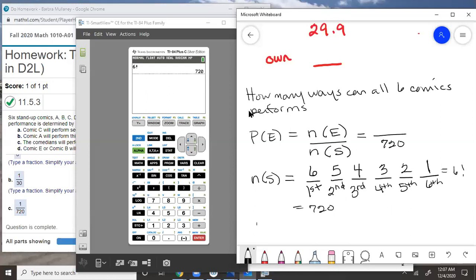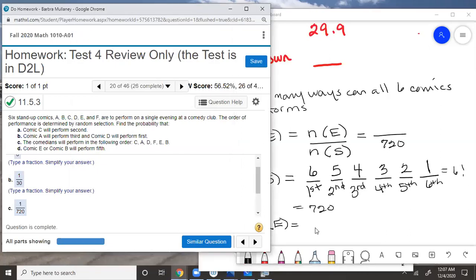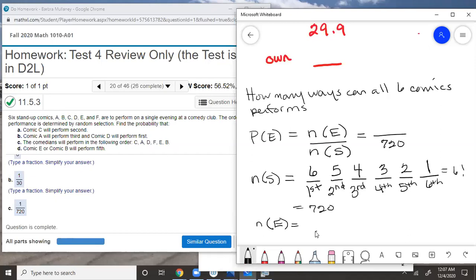Now let's get the numerator. The number of ways that comic C performs second. So here we have 6 different people coming to the stage again, 1, 2, 3, 4, 5, 6. Now comic C is going to go right here in the second spot, and there's only 1 comic to choose from because we want C to go there.